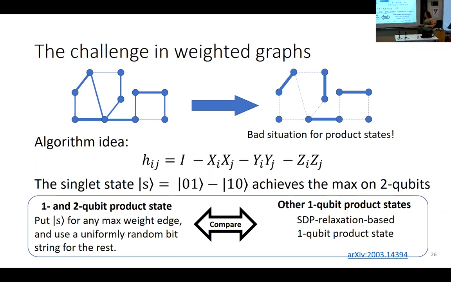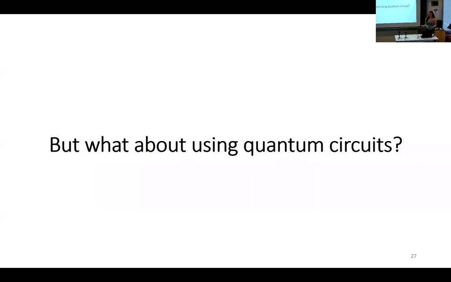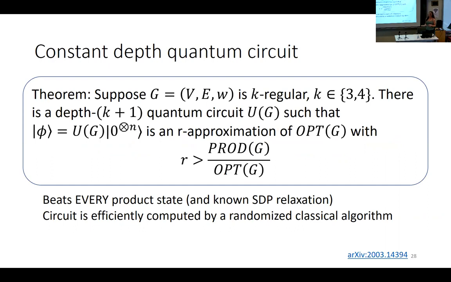And that's still sort of unsatisfying because you think maybe it should be entangled beyond just 2 qubits. And so that's when we move on to talking about quantum circuits. Okay, so our result here is that when you're talking about 3 and 4 regular graphs, so a graph where every vertex is connected to 3 neighbors, or every vertex is connected to 4 neighbors, then we have a short depth circuit that will produce a state that outperforms every product state. And so we're going beyond product states with that. And this is efficiently computed as well. So how do we do that?